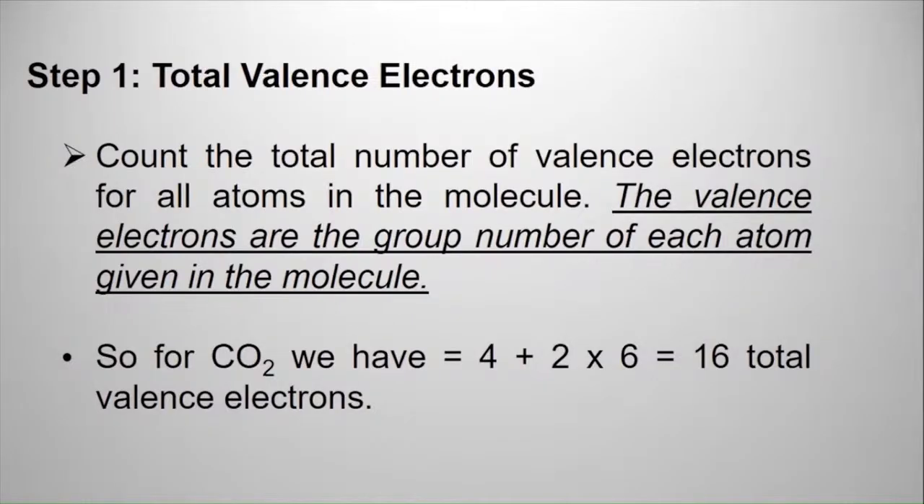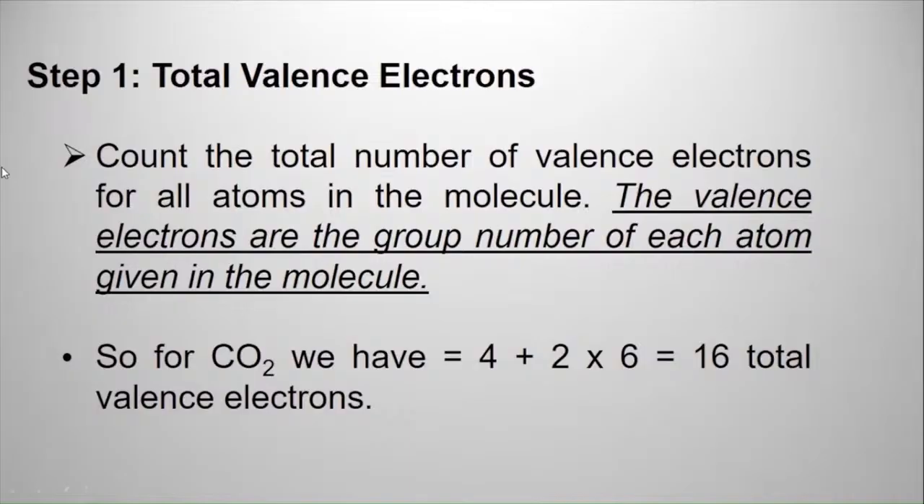In order to write the correct Lewis structure, you have to follow these steps in order. Do not skip any steps. Follow them in order. So what are the steps? Step one, count the total valence electrons. How do you count the total valence electrons? By looking at the atoms in the periodic table. You know exactly what atoms you have in the molecule.